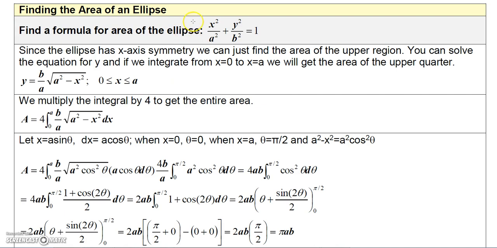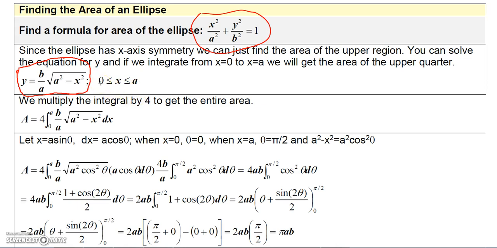And so if you take this formula and solve for y, you'll actually get y equals plus or minus b over a times this radical, but we only want the plus portion, because we're only getting the upper region. So this is the upper region here of the ellipse, and then we're only going to go from 0 to a because a would be that axis.